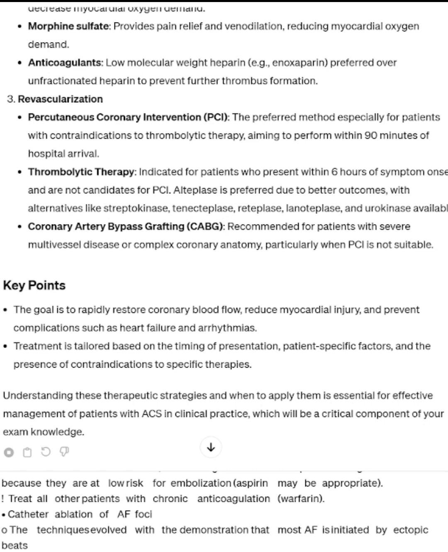Key points. The goal is to rapidly restore coronary blood flow, reduce myocardial injury, and prevent complications such as heart failure and arrhythmias. Treatment is tailored based on the timing of presentation, patient-specific factors, and the presence of contraindications to specific therapies. Understanding these therapeutic strategies and when to apply them is essential for effective management of patients with ACS in clinical practice, which will be a critical component of your exam knowledge.